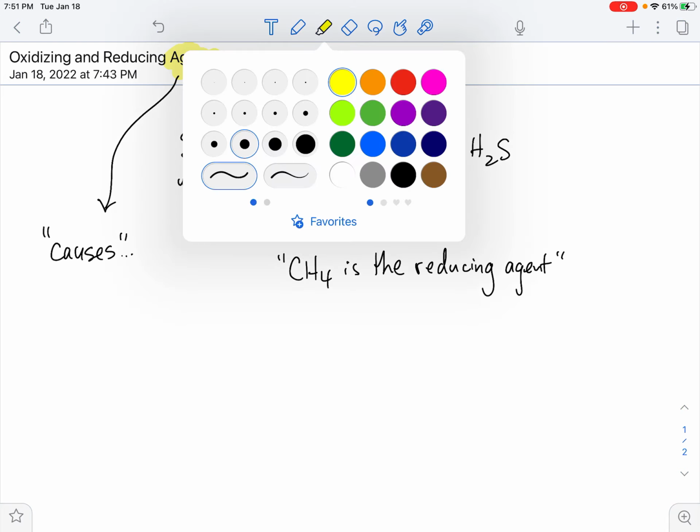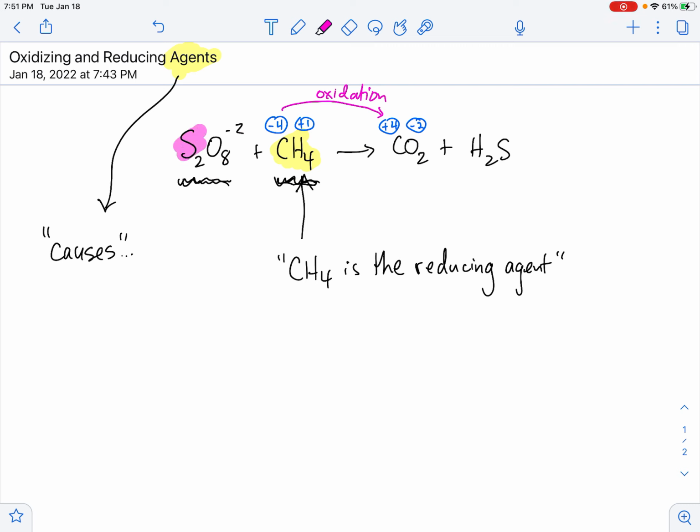Which leaves us with the S2O8, therefore, must be the other one. So the S2O8 -2 is the oxidizing agent. If you wanted to prove that, we could do the oxidation numbers of the sulfur, and you would see the sulfur atoms reduced their oxidation number by picking up electrons, and therefore they would have reduced, and so they would have been the oxidizing agent.